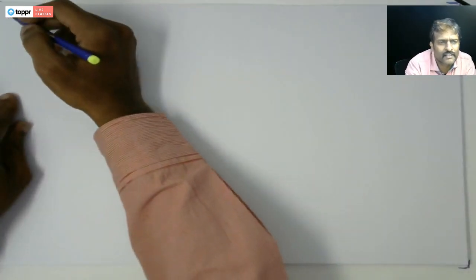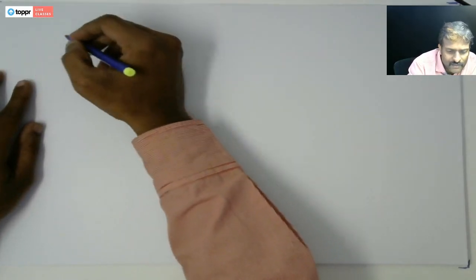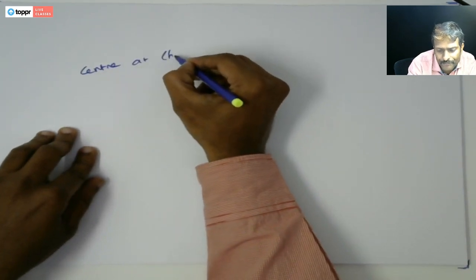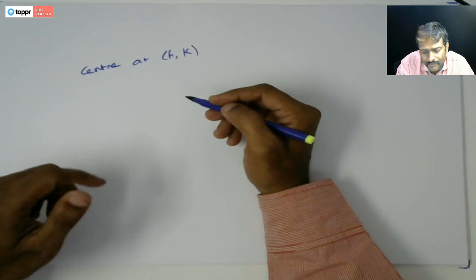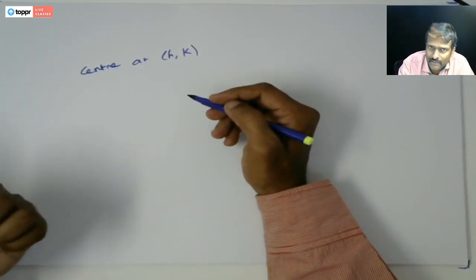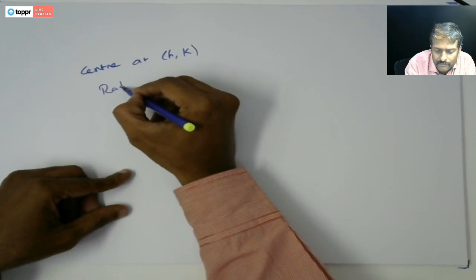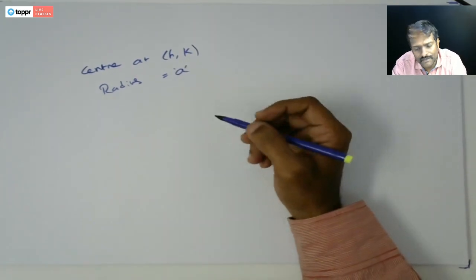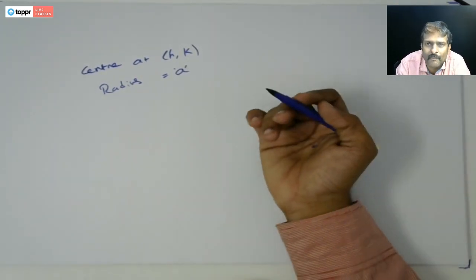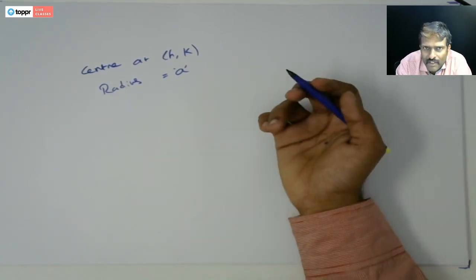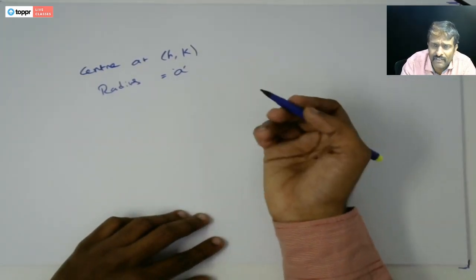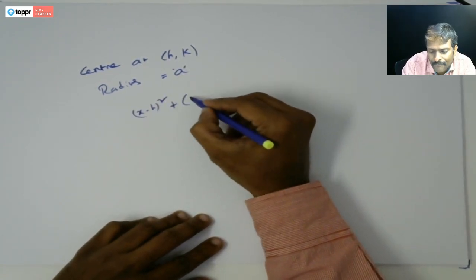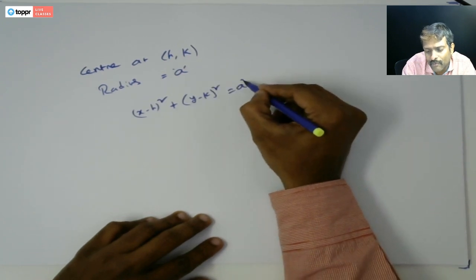First, let us discuss the general form of a circle. Say the circle has its center at h comma k, and say the radius of the circle is a. Then what would be the equation of the circle? The equation of the circle is given by x minus h whole square plus y minus k whole square is equal to a square.